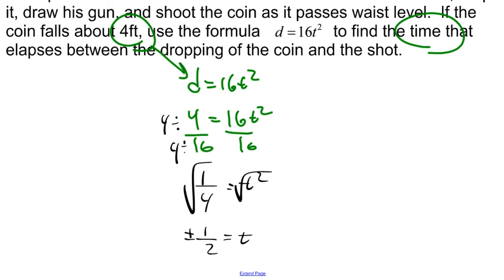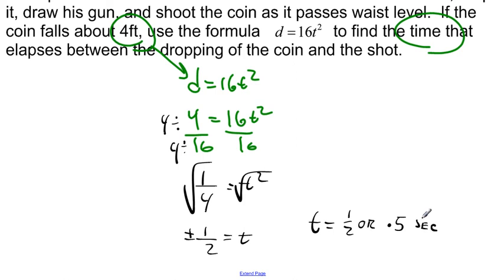Now, since this is a word problem that's supposed to give us a real life context here, let's think about this. Our time should always be positive, right? We never talk about negative time. There's no context for that in a real life situation. So actually, we're going to ignore the negative, and our actual answer is just going to be time equals 1/2 or 0.5. And this is going to be in seconds.